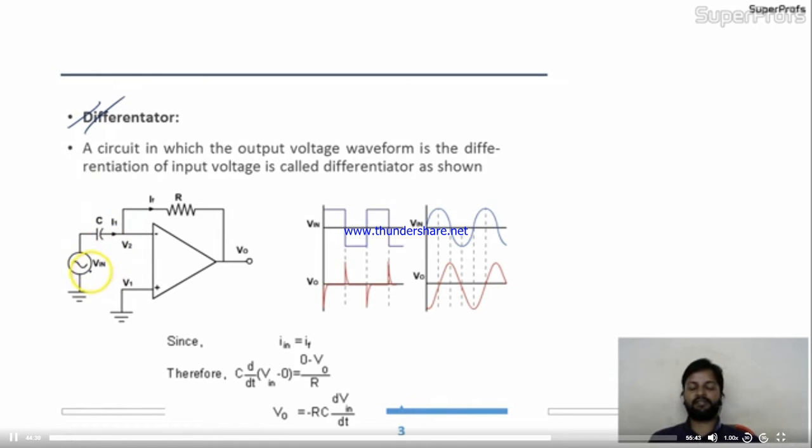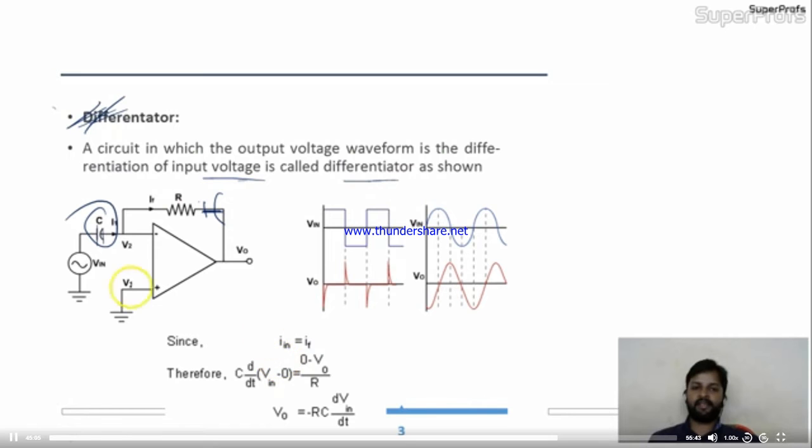What is the difference between the circuit of integrator and differentiator? In the integrator, this capacitor was in the feedback path, but here it will be in the input path. We are just changing the position of the capacitor only. A circuit in which the output voltage waveform is the differentiation of the input voltage is called a differentiator.